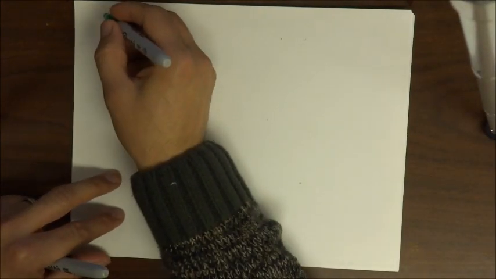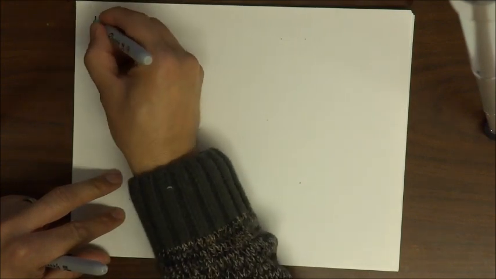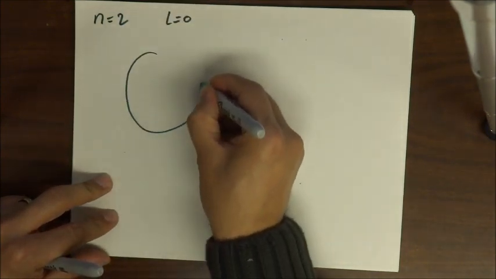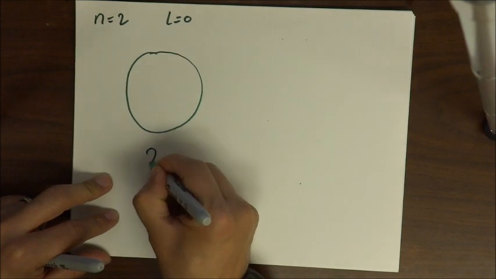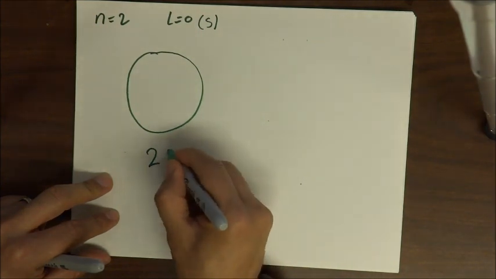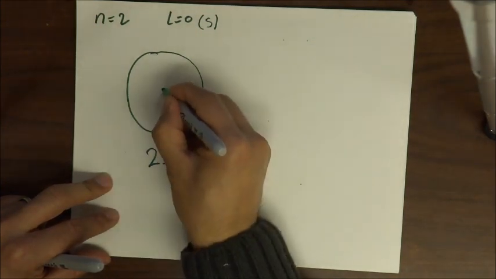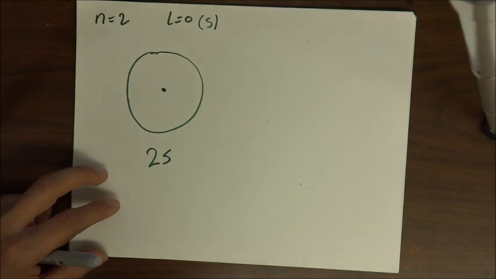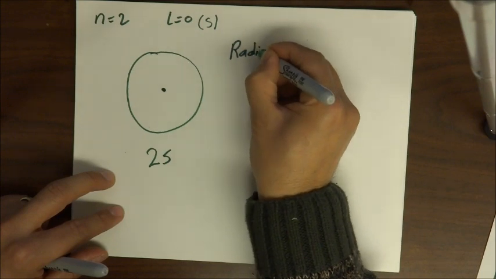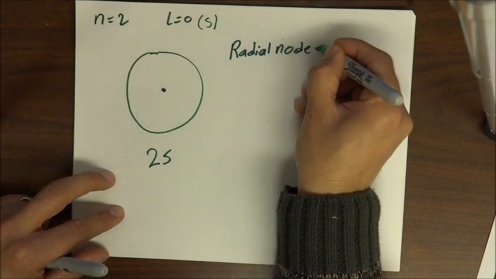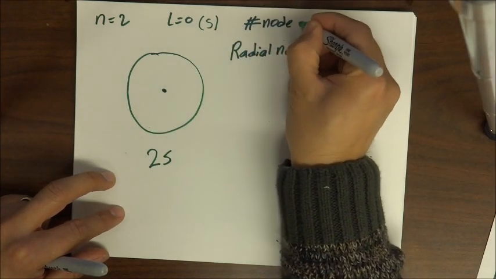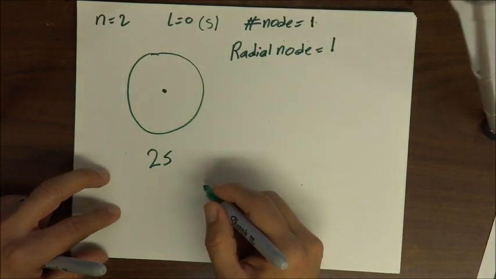So we have the 2s orbital. n equals 2, so I will write 2s; L equals 0, which is S. So I'm dealing with the 2s orbital. I have one radial node. So we said radial node equals 1, the total node equals 1, and there is no angular node.